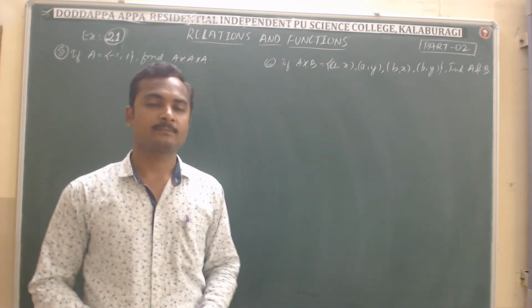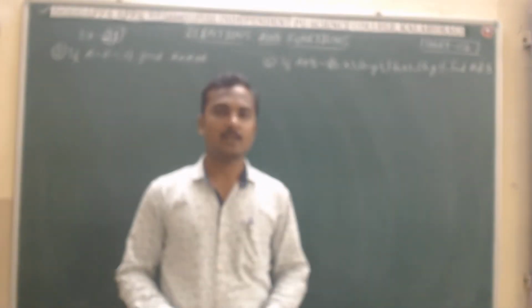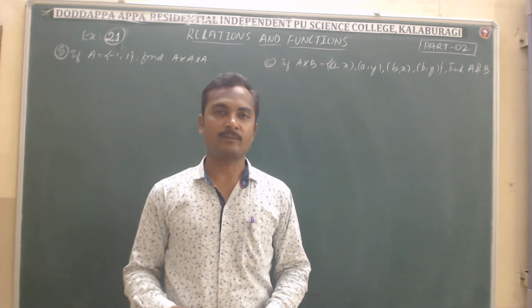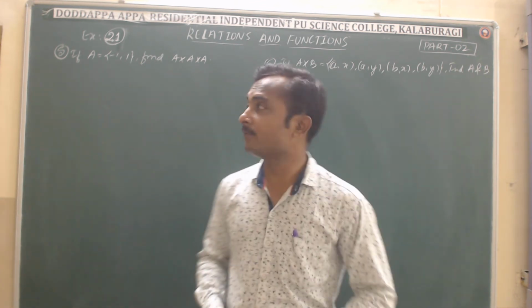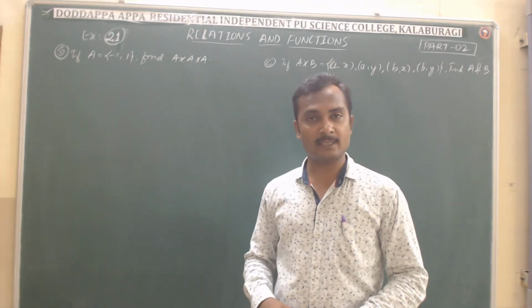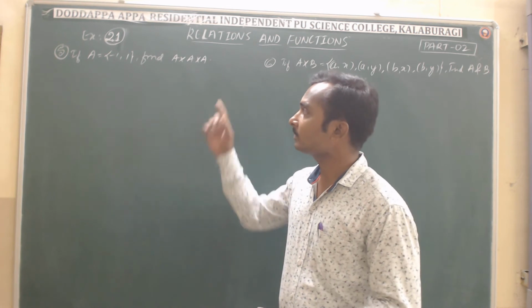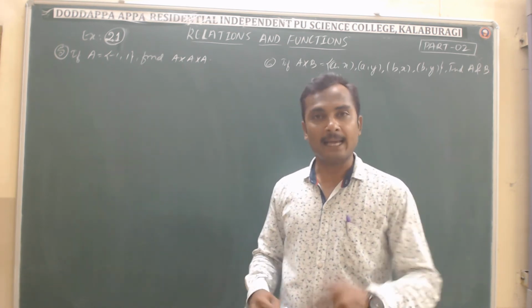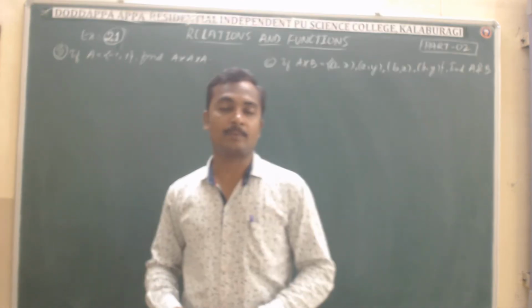Okay students, in this video I will continue solving the problem in the exercise 2.1. Okay, so let's see the fifth question. Given that the set A containing -1, 1, find the Cartesian product of A cross A cross A. I can say that the Cartesian triple product.